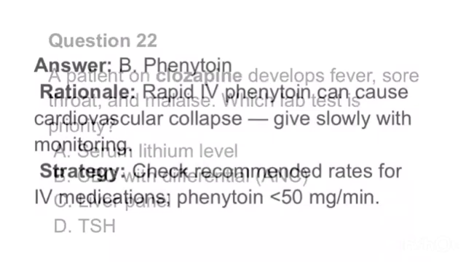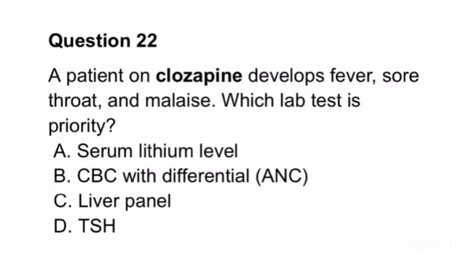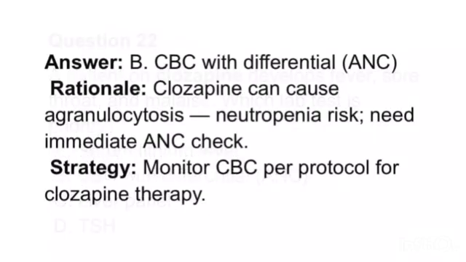Question 22. A patient on clozapine develops fever, sore throat, and malaise. Which lab test is priority? A. Serum lithium level. B. CBC with differential, ANC. C. Liver panel. D. TSH. Answer: B. CBC with differential, ANC. Rationale: clozapine can cause agranulocytosis, neutropenia risk, need immediate ANC check. Strategy, monitor CBC per protocol for clozapine therapy.